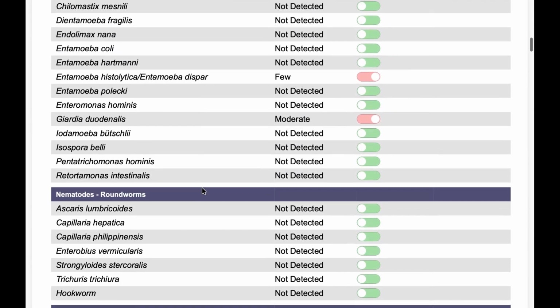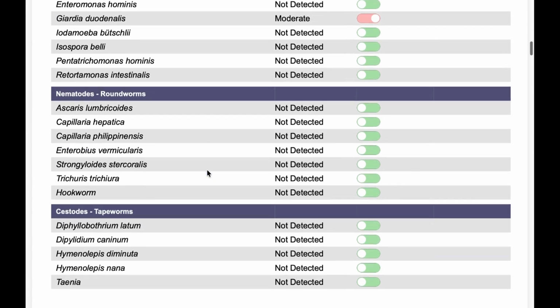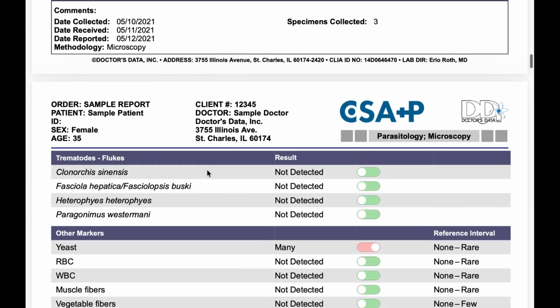Microscope. So under the microscope, this is what we can see. They're checking for parasites, worms, nematodes, things like that. More common than you think and can drive a lot of symptoms. So it's worth ruling out.